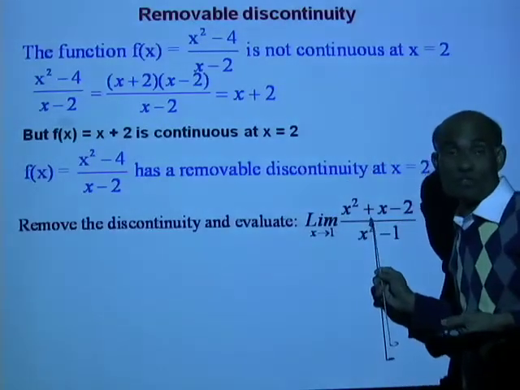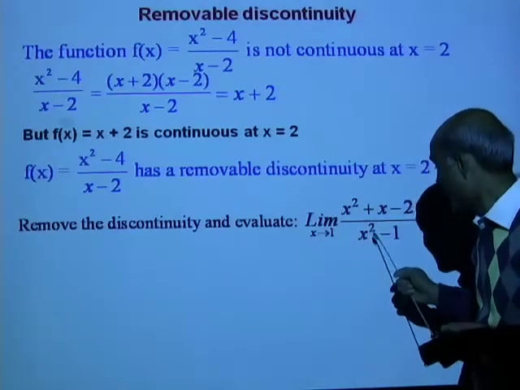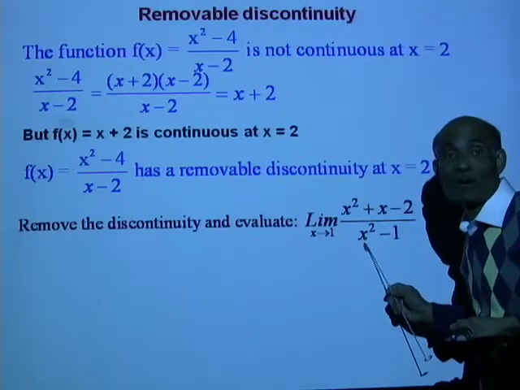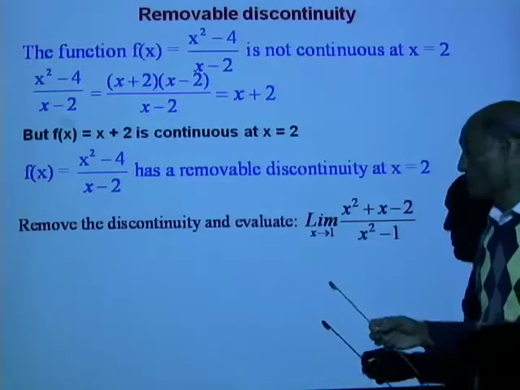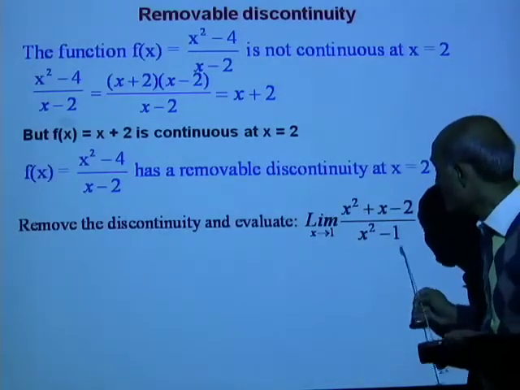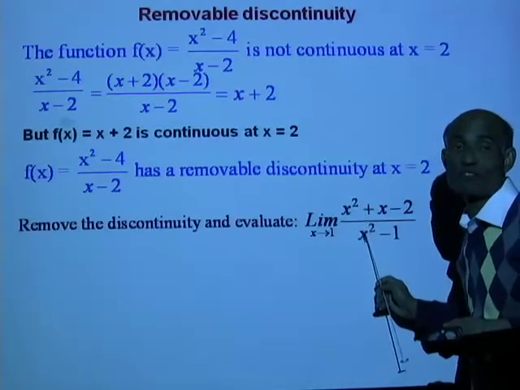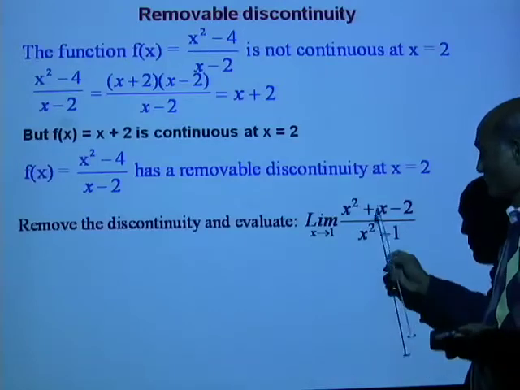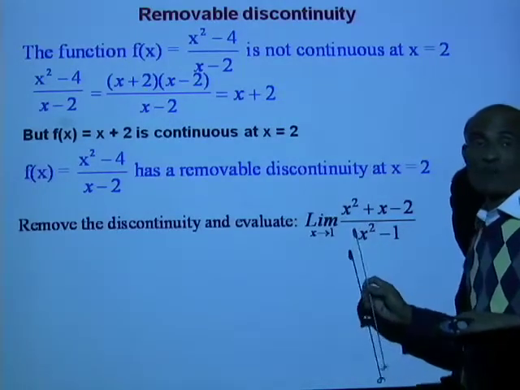So, this has a discontinuity. At what point? At x equal to 1. Because at x equal to 1, the denominator becomes 0. But we can actually remove that discontinuity by algebraic process. What is that algebraic process? We can factor the numerator, factor the denominator.